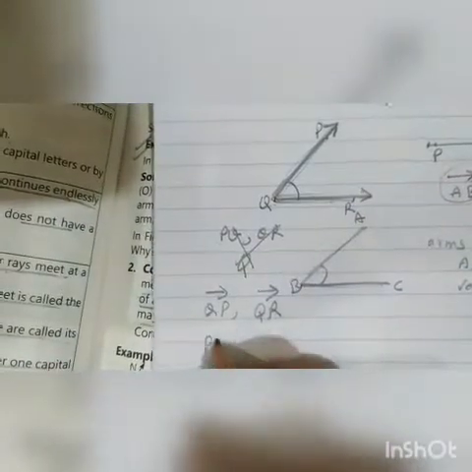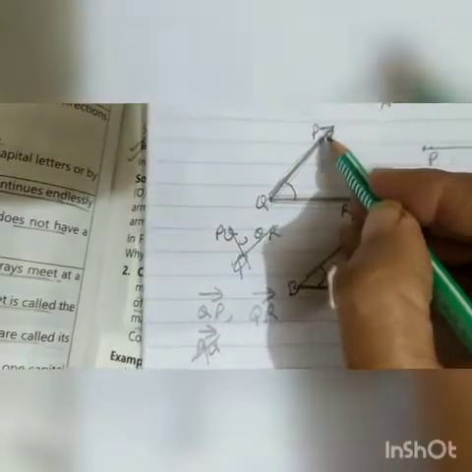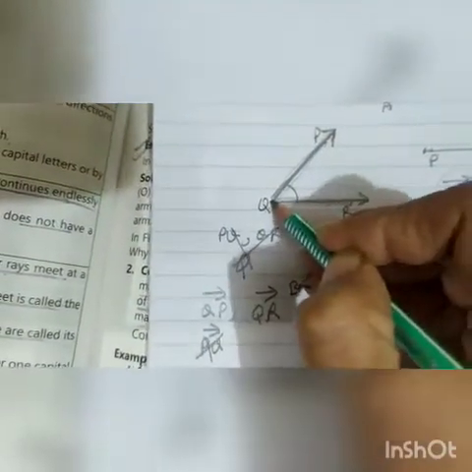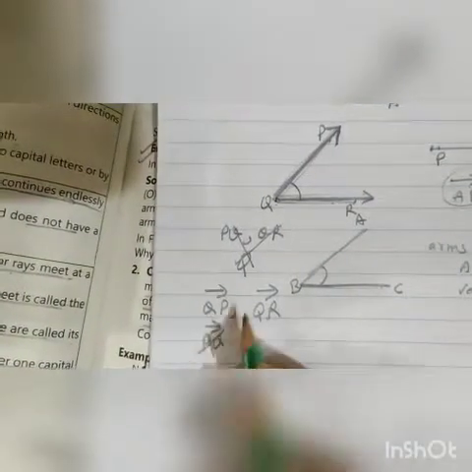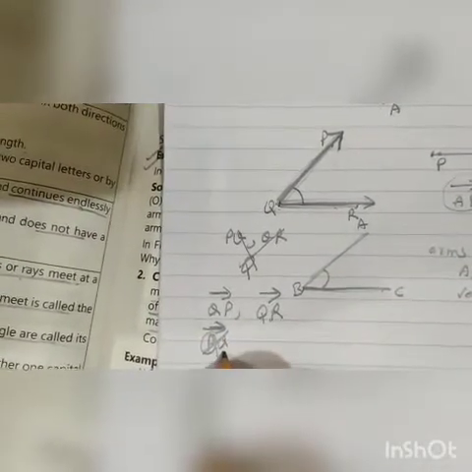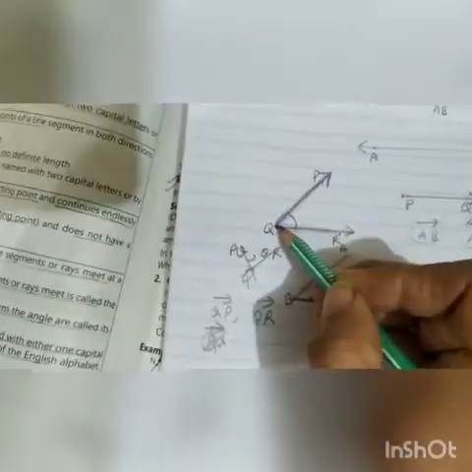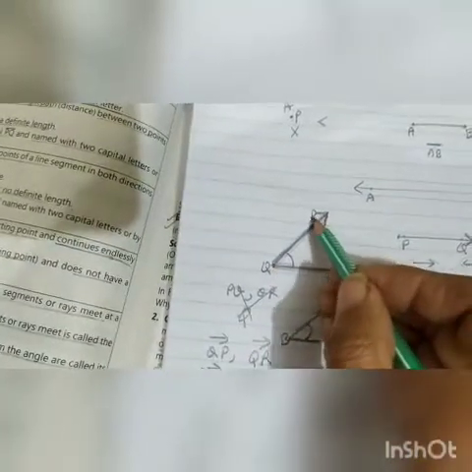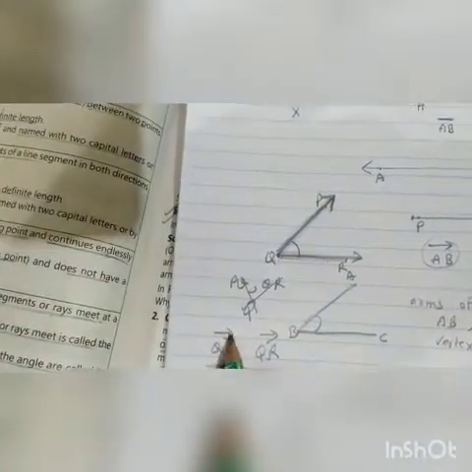If I write it as PQ like this, it is wrong. Why? See here, the arrow is at point P, not at point Q. From point Q the ray is starting, so we will put the arrow in this direction with P. If we write PQ, it means the ray is starting from point P and going in the direction of Q, while this ray is starting from Q and going in the direction of P. So be careful when we write the arms and put the direction.